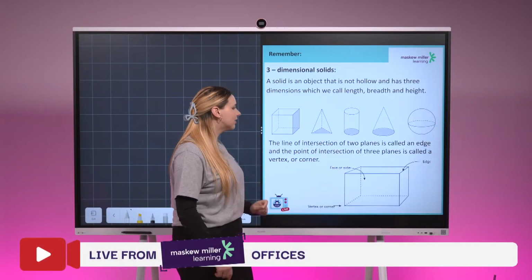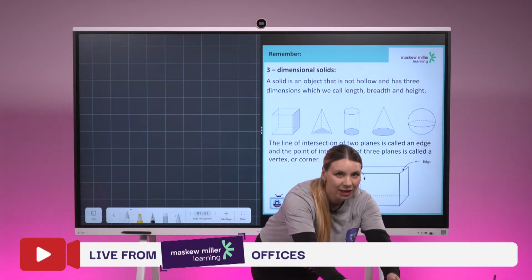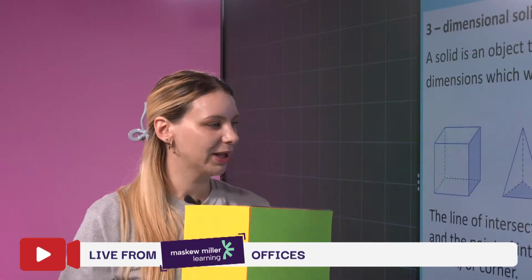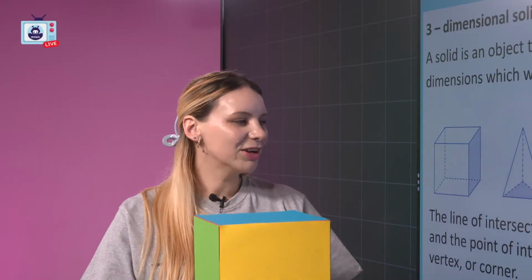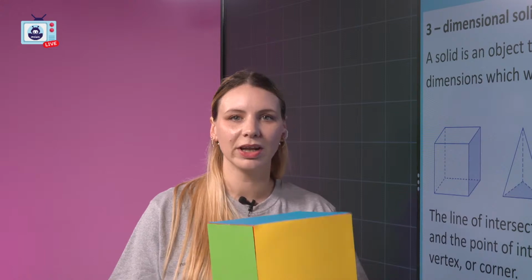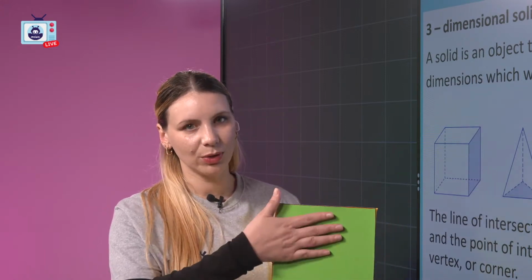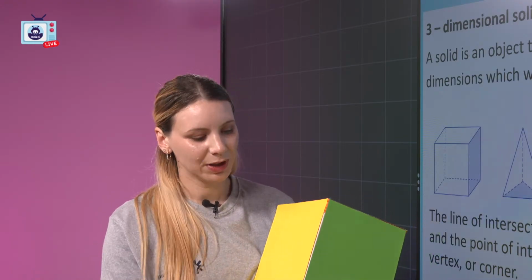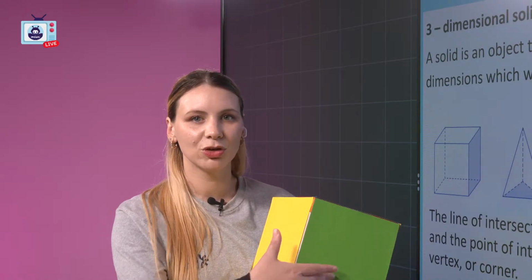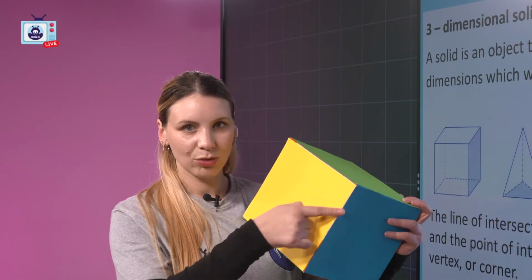The line of intersection of two planes. So let's have our rectangular prism over here just to explain what this sentence is telling us. The line of intersection of two planes is called an edge. So how does that look? We have two planes, the green one over here and the yellow one. The line of intersection would be this line over here, the intersection between two planes. This is called an edge. This is also an edge.